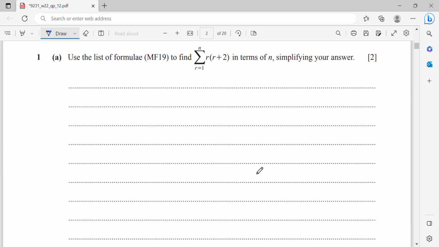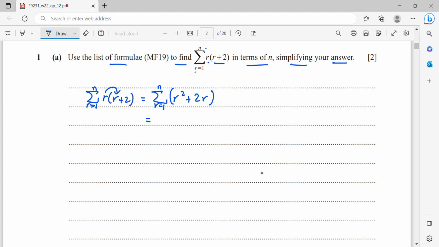Now part (a): use the list of formulae to find the summation of r(r + 2), r from 1 until n, in terms of n, simplifying your answer. Alright, so we will start with the summation of r(r + 2), r from 1 until n. Firstly, we will do the expansion. So here it will be the summation of r squared plus 2r, r from 1 until n.